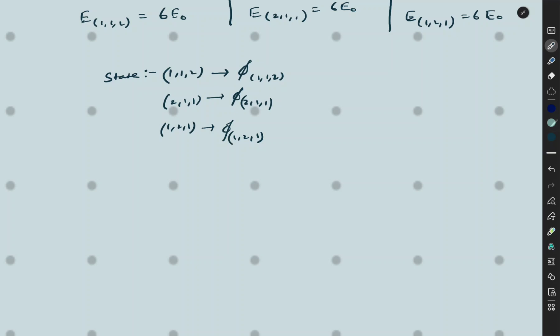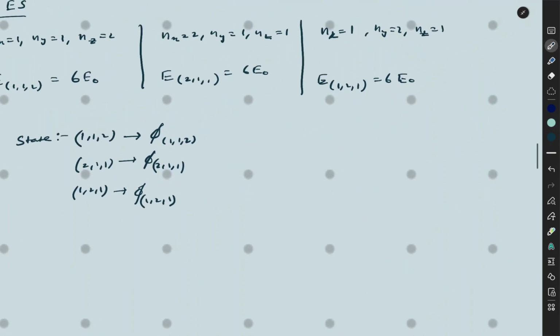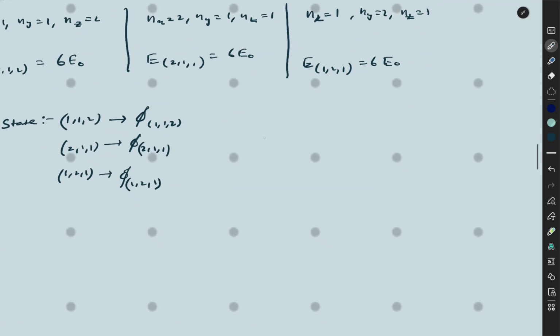So we can see that there are three different wave functions that all have the same energy, that is 6 E naught. So this is degeneracy equal to 3, or we can say it is 3-fold degenerate.